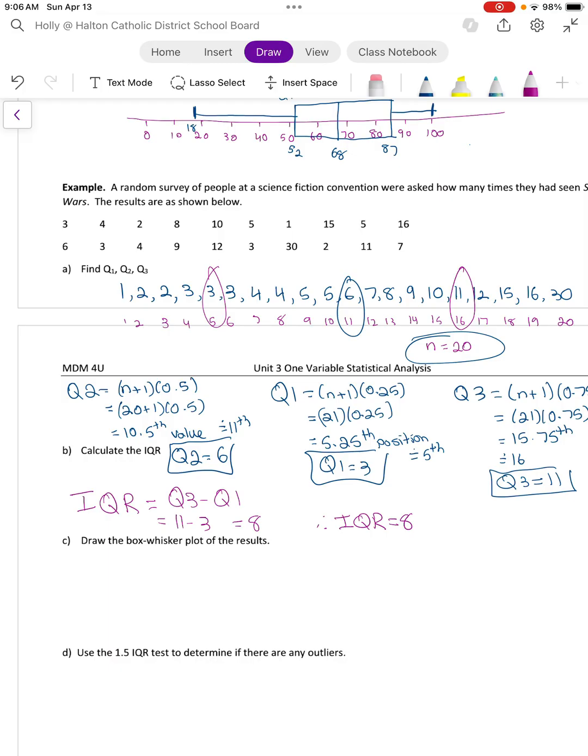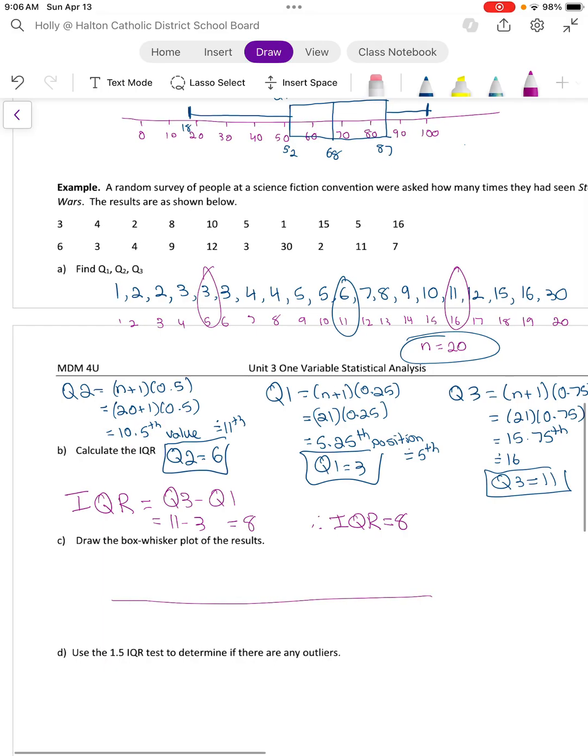Draw a box and whisker plot of the data. So if I draw a box and whisker plot, here my lowest value is 1, and my greatest value is 30. So you can draw a number line. And I'm going to go up by 5. It just would be most appropriate in this case because your values would be spread out between them. So choose an interval that goes up by an amount that will help you graph accurately.